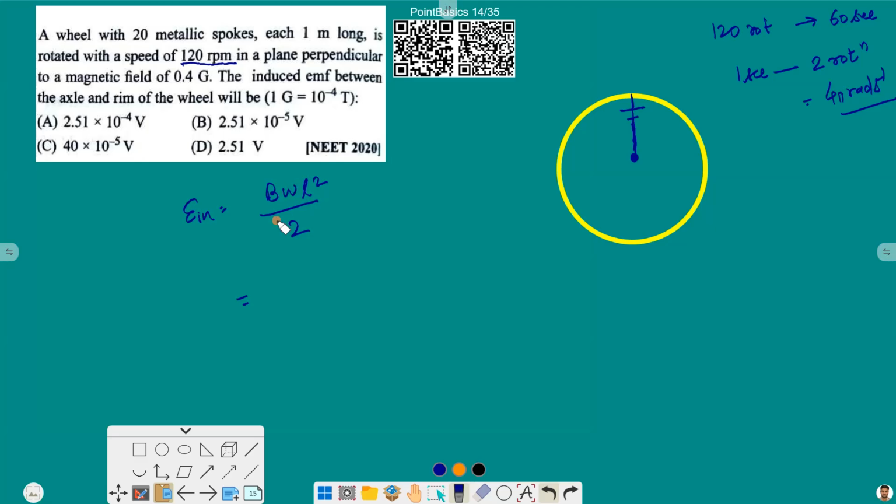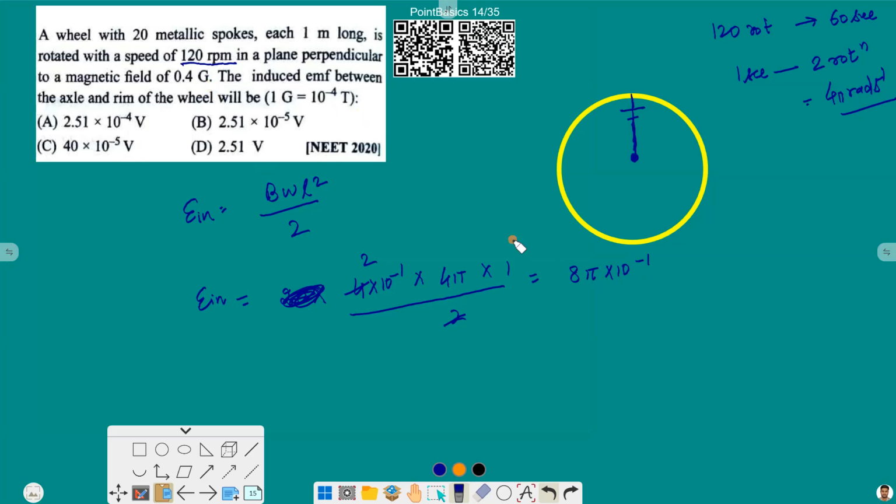So E induced, and this is the EMF induced due to one metallic spoke. We have 20 such, so the total induced EMF will be 20 times, or let's first calculate for the individual. E induced due to 1 will be B, that is 4 into 10 raised to power minus 1, omega is 4 pi, into L square, that is 1, divided by 2. So it will be 8 pi into 10 raised to power minus 1. And this is in Gauss.